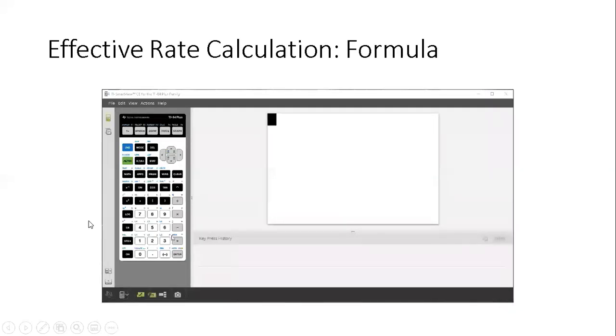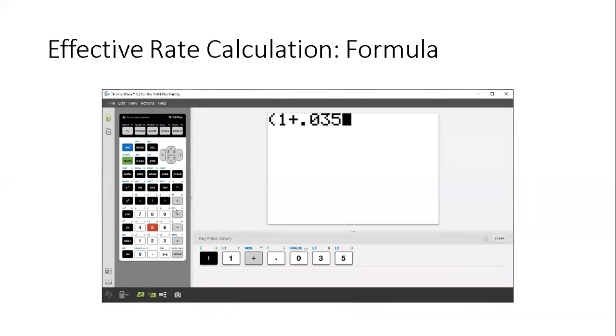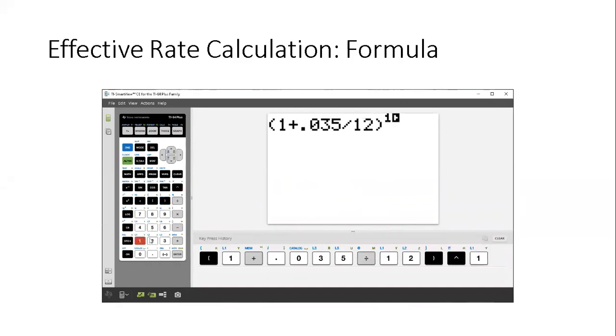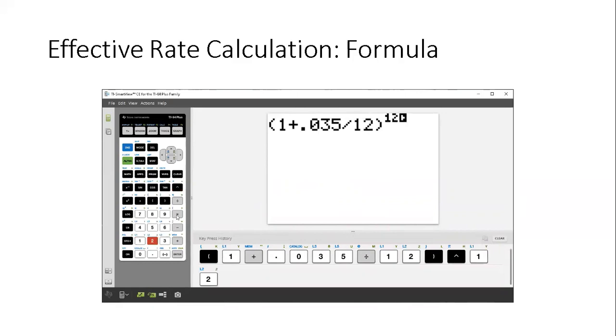Now, when we have the calculator, this one is going to type the formula in directly. So we have parenthesis 1 plus 0.035 divided by 12, close the parenthesis, hit the caret symbol to bring it to the exponent, and then we'll type in 12. Then we'll bring it down to make sure we're not in the exponent anymore. And we hit minus 1, and we hit enter.